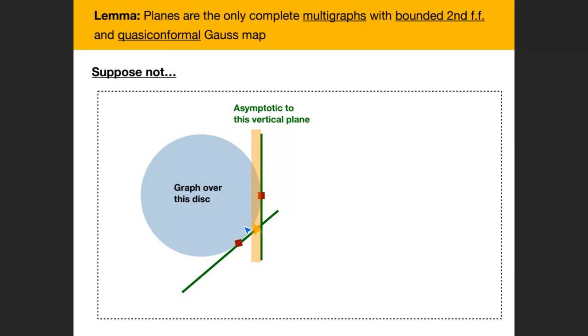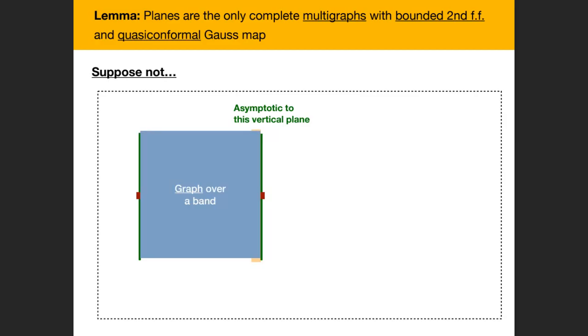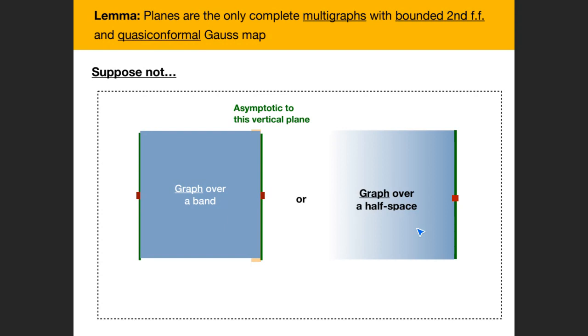So the only possibility is that if you have another problematic point at which the surface cannot be extended as a graph, then it has to be like this, an antipodal point. And in this case, what you actually have is that your surface is a graph over a band and is asymptotic to these vertical planes here. And the other possibility, of course, is that you don't have any other problematic point. You only have one. So if you only have one, then your surface can be extended to a graph over a half plane and is asymptotic to this vertical plane here.